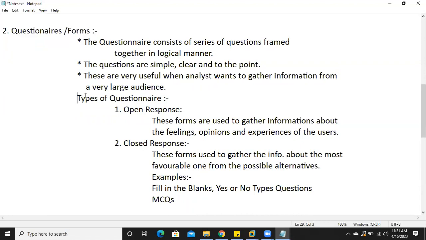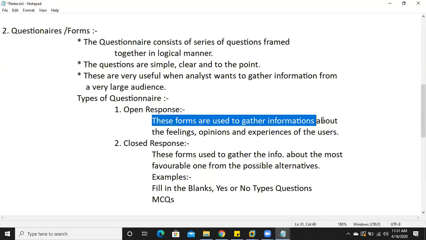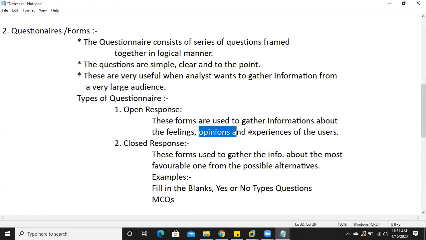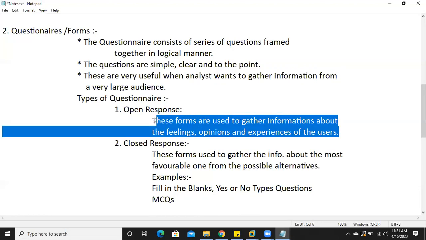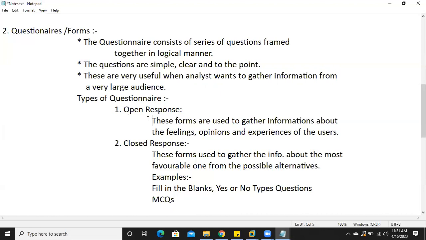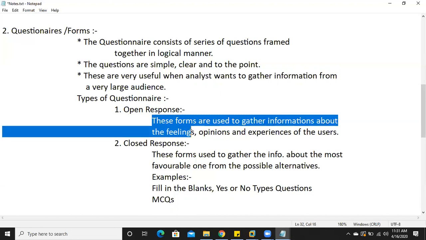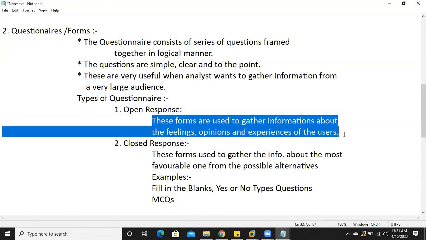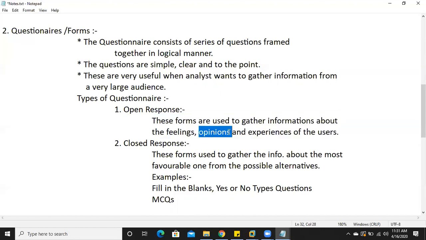There are two types of questionnaires. The first type is the open response, and the second type is the closed response. Open response is basically used to gather information about the feelings, opinions, and experience of the user. Several to-the-point questions are asked in this type of questionnaire, so it is used to gather the feelings, opinions, and experience of the user.